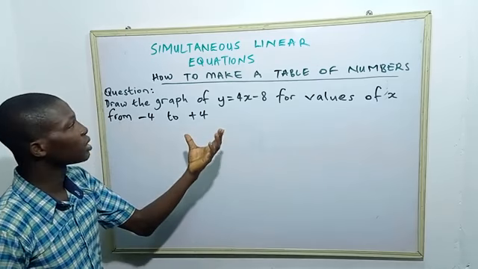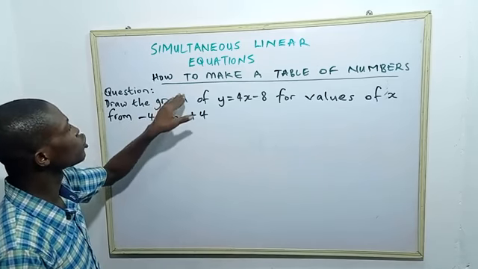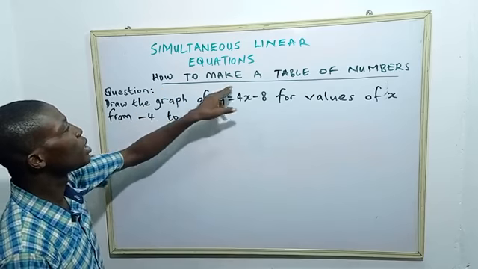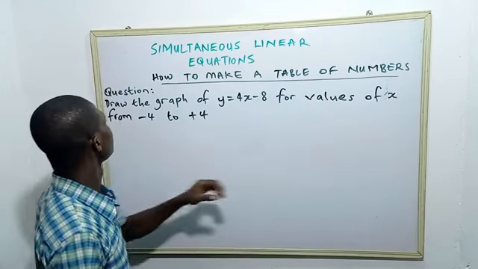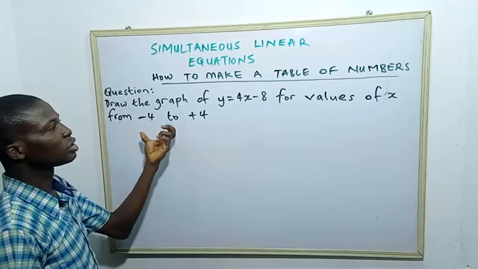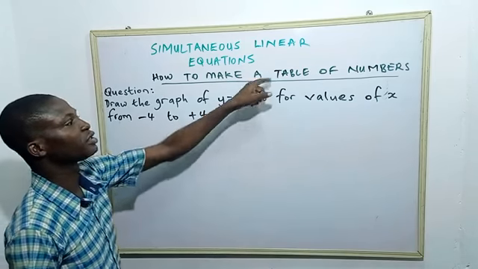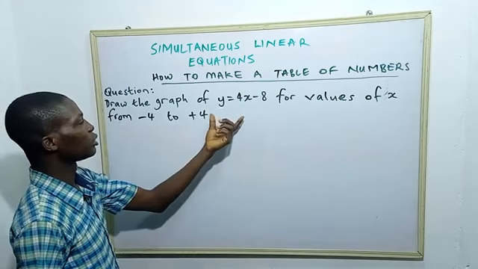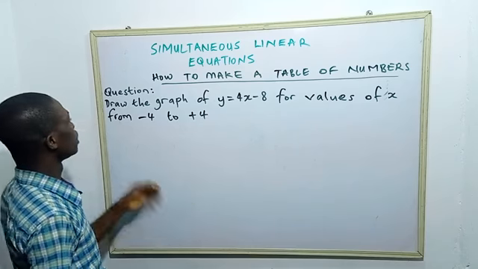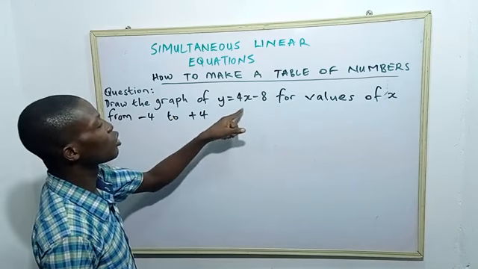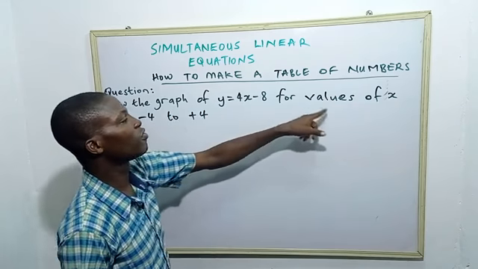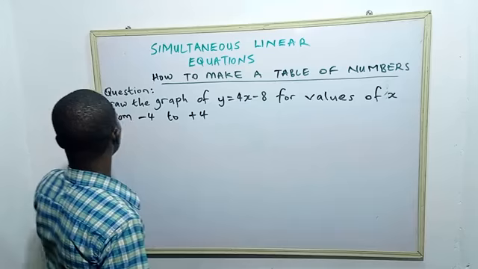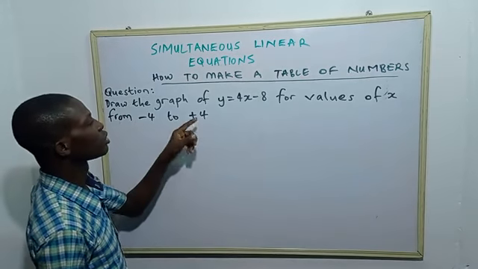Class, we are back. I've told you that the first one we are going to solve is how to make a table of numbers. Let's use this question to illustrate it, to explain it, and it will serve as our example at the same time. Draw the graph of y equals 4x minus 8 for values of x from minus 4 to plus 4.